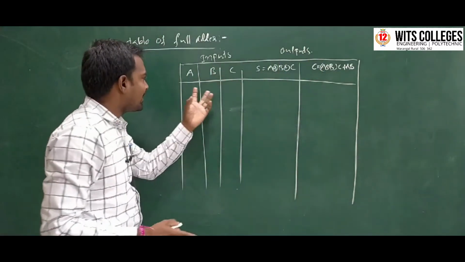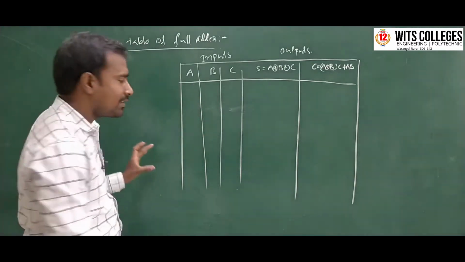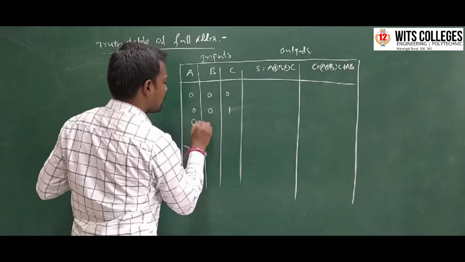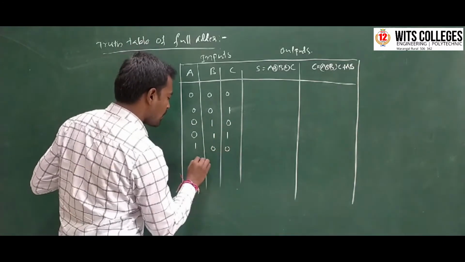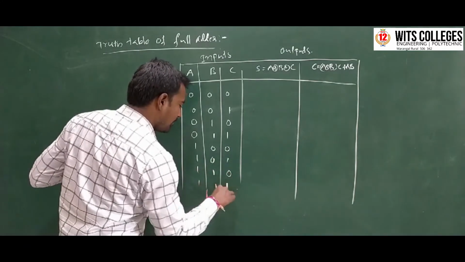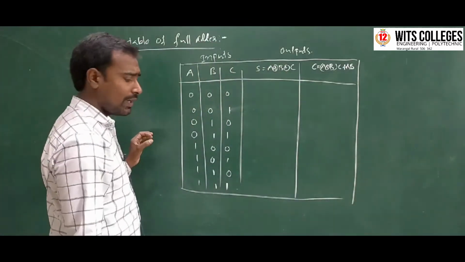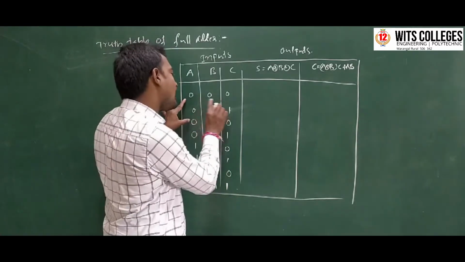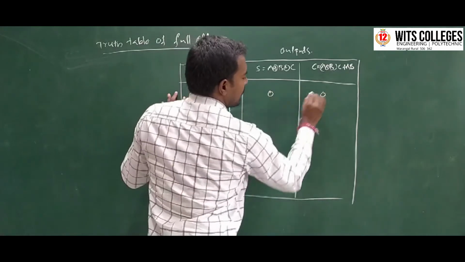When we give three binary inputs, we get the 8 combinations: 0 0 0, 0 0 1, 0 1 0, 0 1 1, 1 0 0, 1 0 1, 1 1 0 and 1 1 1. So here we get the 8 combinations. We already discussed binary addition, and we have 0 plus 0 plus 0 is equal to 0 and carry 0.